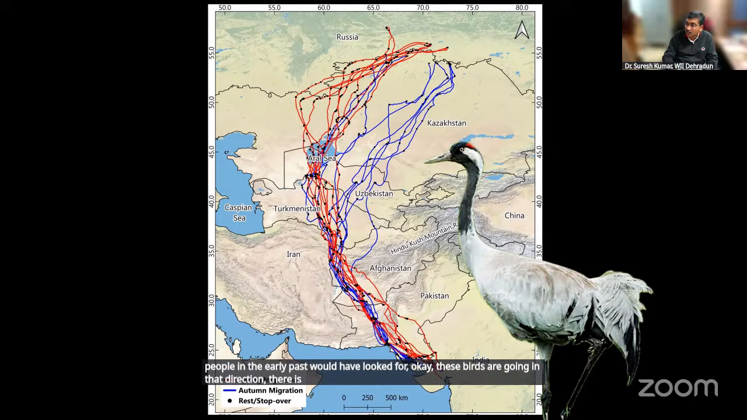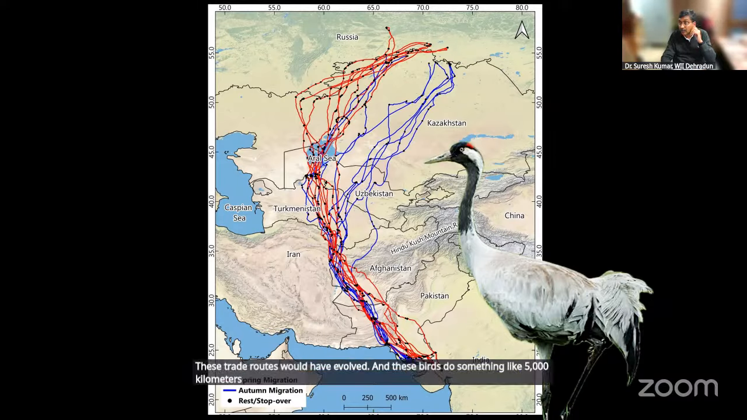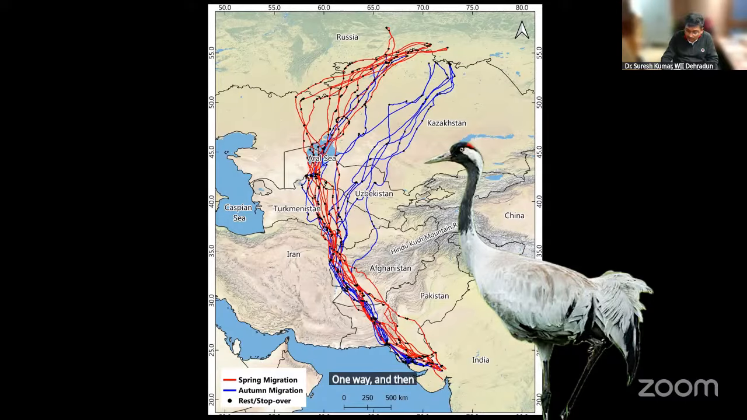There is definitely some water there. And so that's how these trade routes would have evolved. And these birds do something like 5,000 kilometers migration one way and then return again 5,000. So they are there in their breeding grounds in the Western steppe, that is Kazakhstan and Russia. This is known as the steppe habitat. They all migrate down into Gujarat.